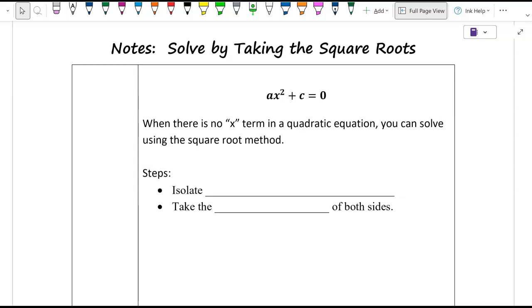In a quadratic equation, we can solve using the square root method. So we're going to isolate the squared term, and then we're going to take the square root of both sides. Same thing we talked about when we did this in first semester.